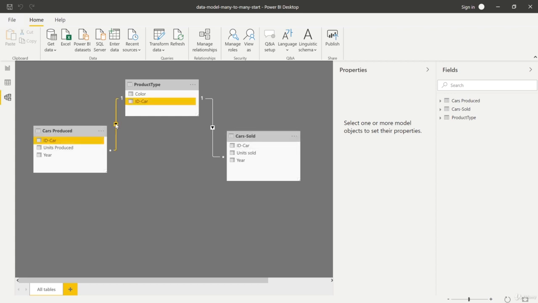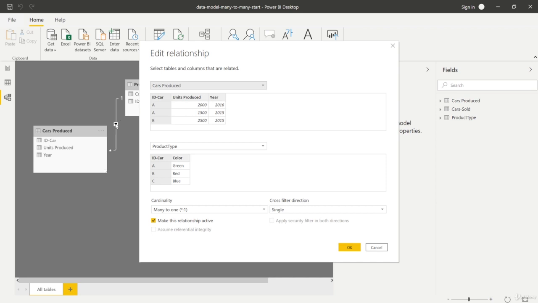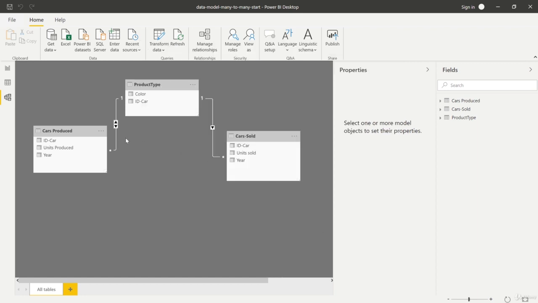For this, we need to double click our arrow here and now go down to the cross filter direction here. At the moment, this is set to single, so from one table to the other one. But if I change this from single to both here and press OK, then we get a second arrow indicating that the tables can communicate in both ways. So information can flow from here to the cars produced table and the other way around.